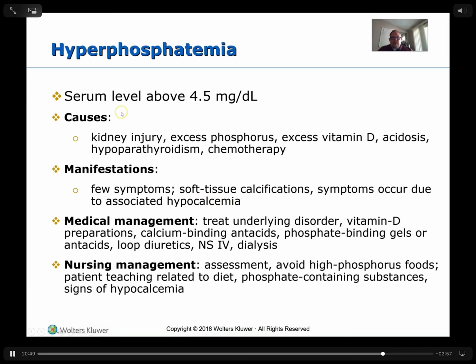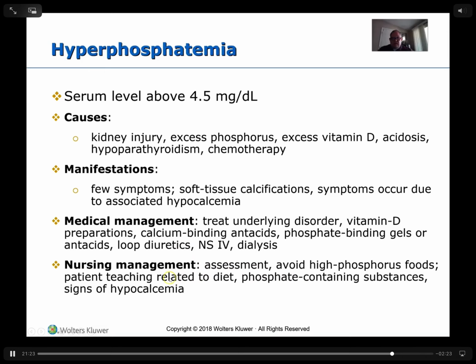Once again, hyperphosphatemia is going to be your serum levels above 4.5. These are generally caused by kidney injury, excess phosphorus, excess vitamin D, acidosis, hypothyroidism, and chemotherapy. Medical management: treat the underlying disorder, vitamin D preparations, calcium binding antacids, phosphate binding gels or antacids, loop diuretics.